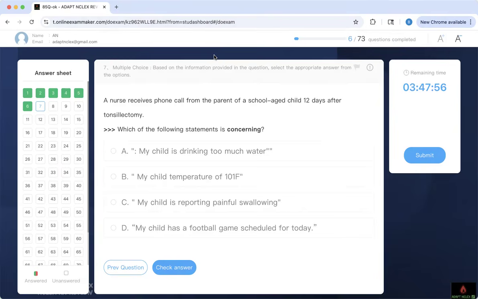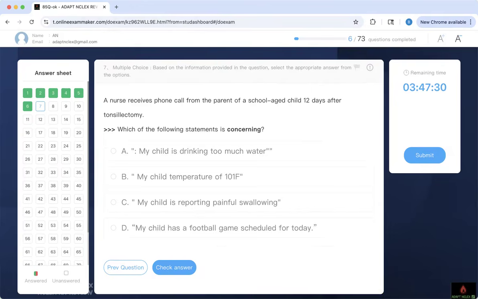Next question. We move to risk reduction. You receive a phone call from the parents of a school-age child 12 days after tonsillectomy. Which of the following statements is concerning? My child is drinking too much water. My child's temperature is 101. My child is reporting painful swallowing. My child has a football game scheduled for today. What is your answer? Pick your answer. Let me know.